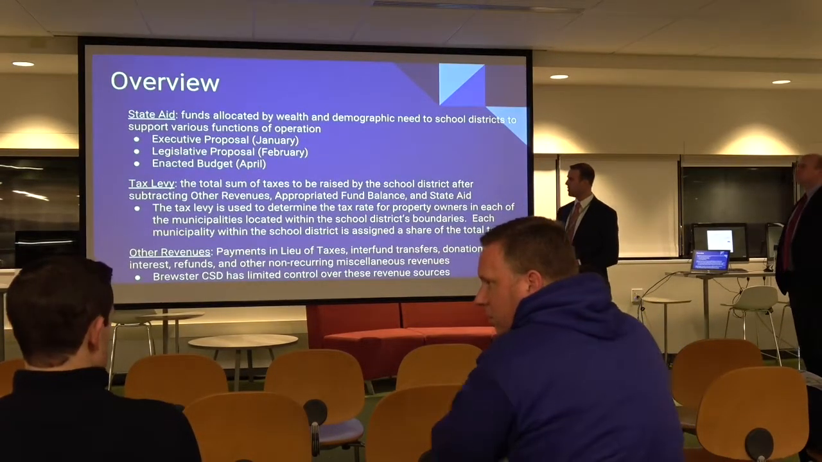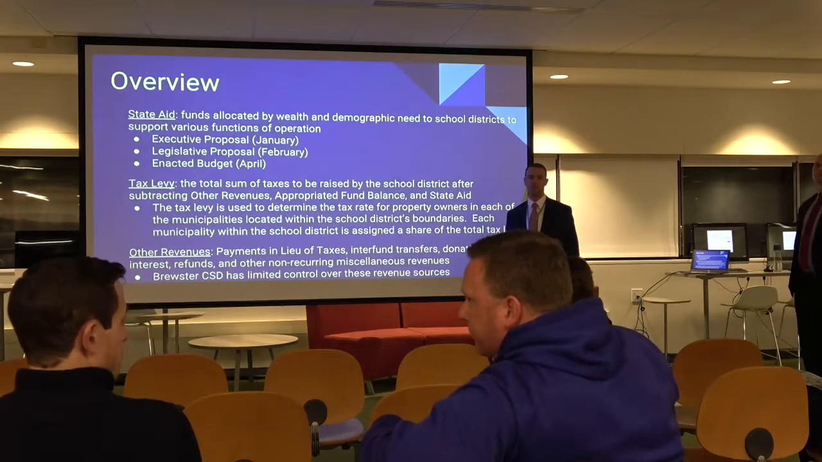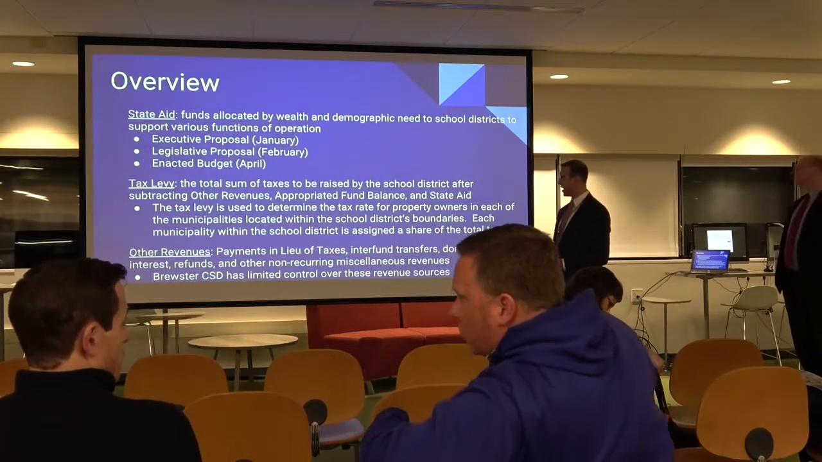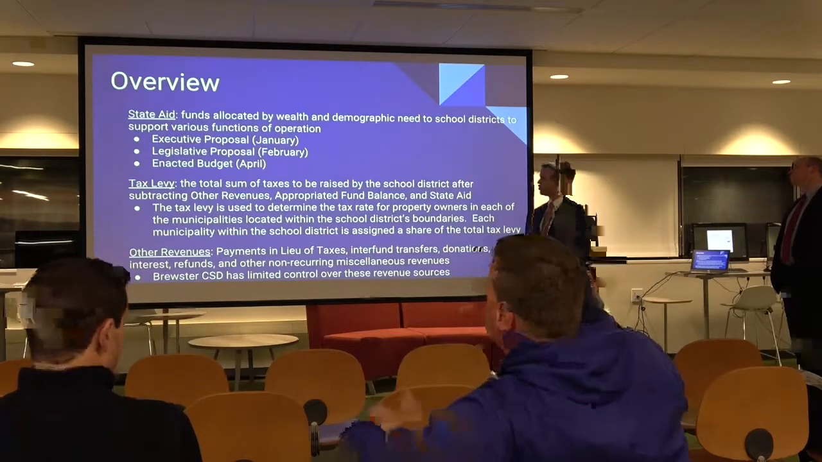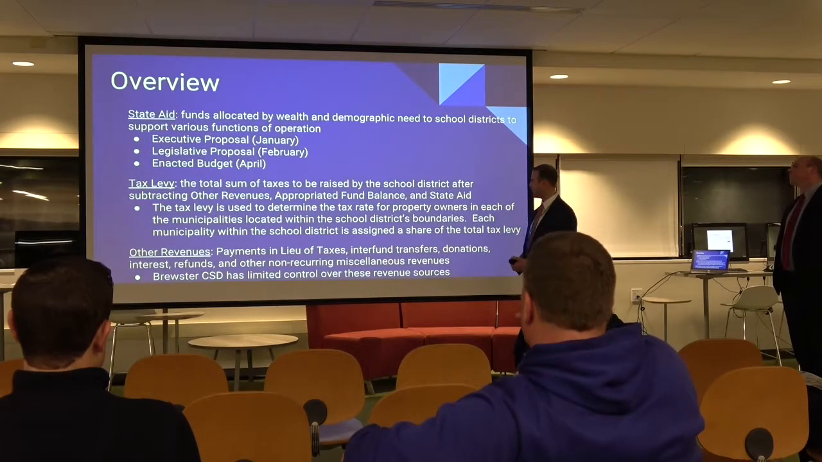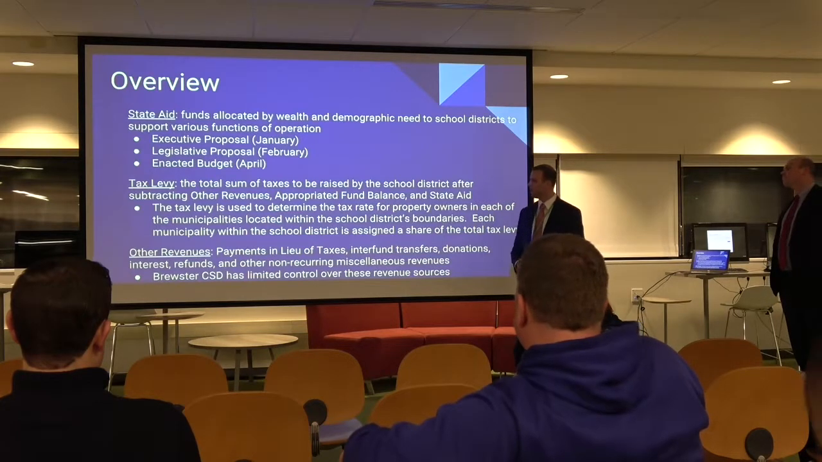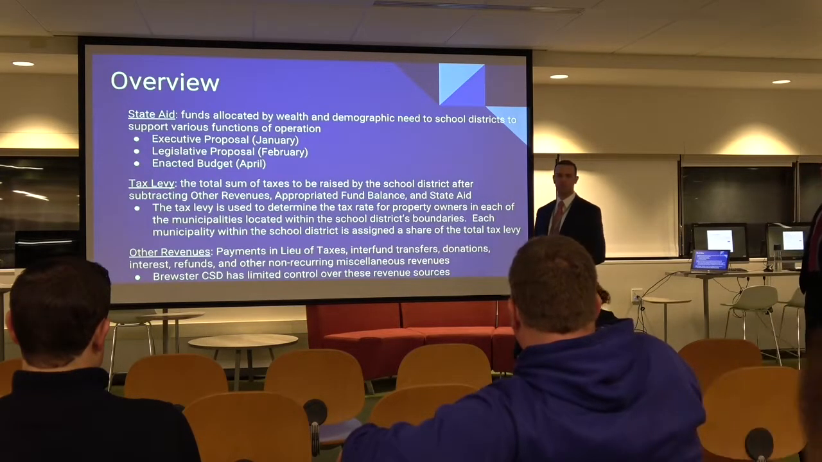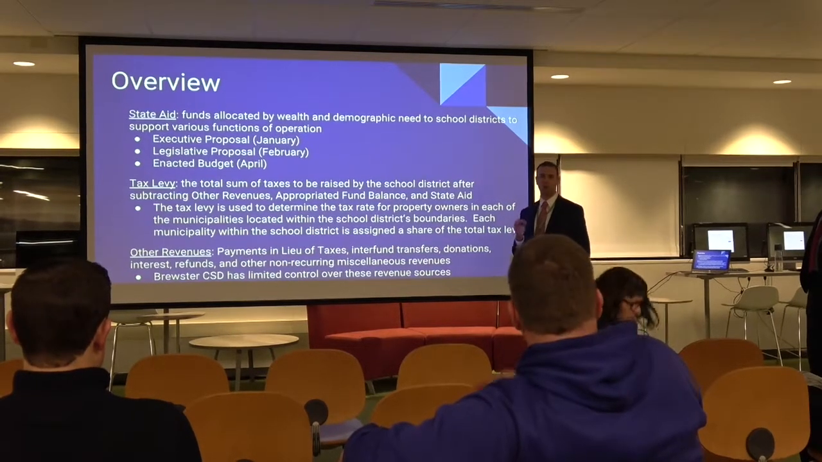Tax levy is the sum of taxes to be raised by the school district after subtracting all other revenues, including appropriated fund balance. Appropriated fund balance is use of our savings that help us offset our expenses and state aid. Other revenues, again, as Dr. Henning mentioned, represent a very small part of our budget.